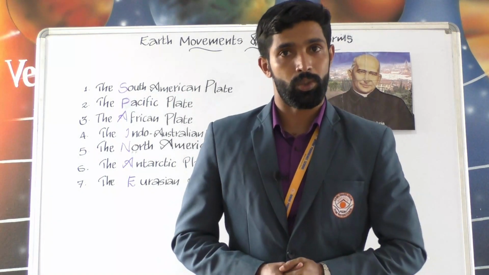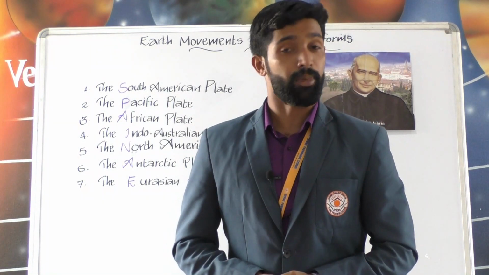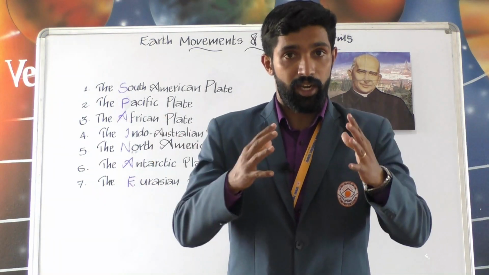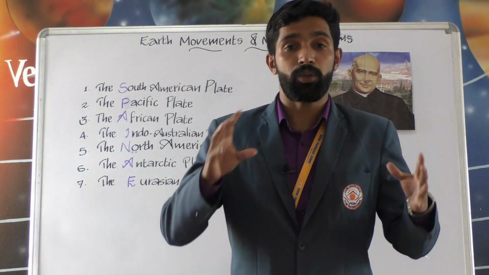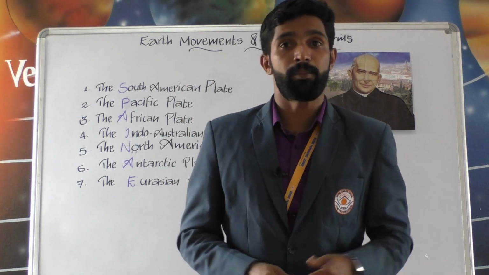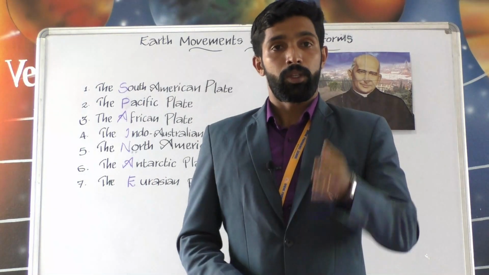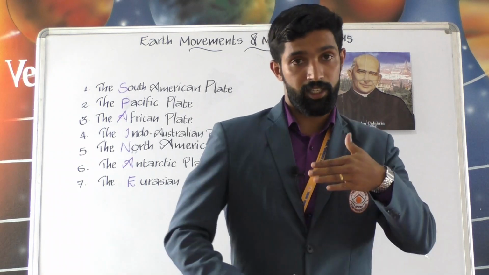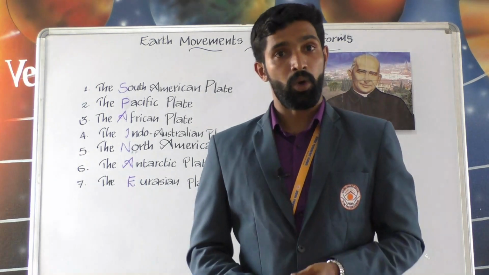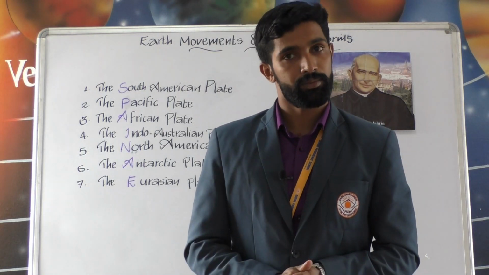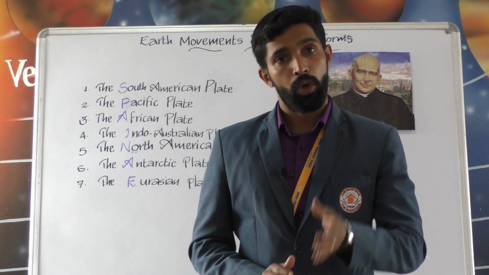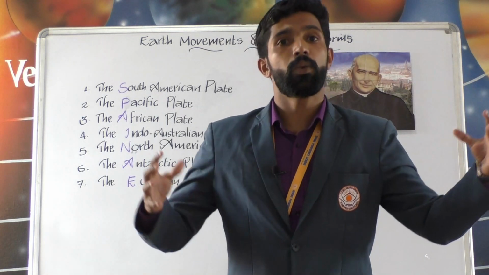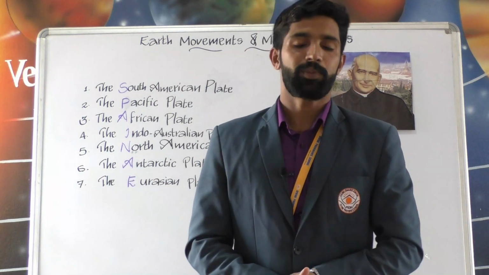Clear? According to the theory of continental drift by Alfred Wegener, the supercontinent Pangaea began to break up about 200 to 225 million years ago. So the theory says that initially two massive continents, that is Laurasia and Gondwanaland, were formed, eventually fragmenting further to form today's continents.